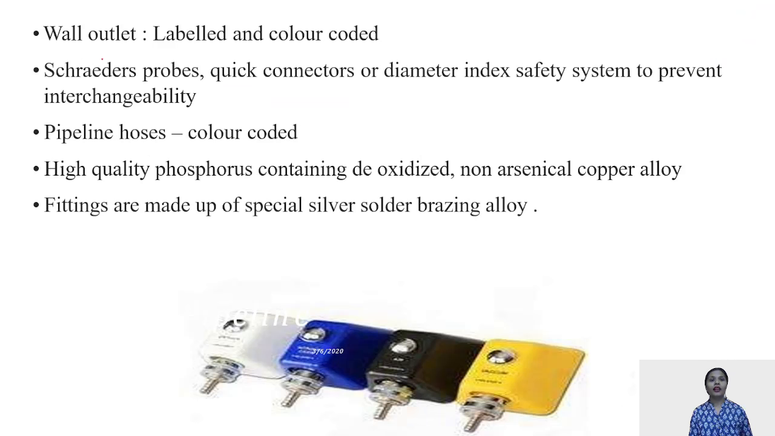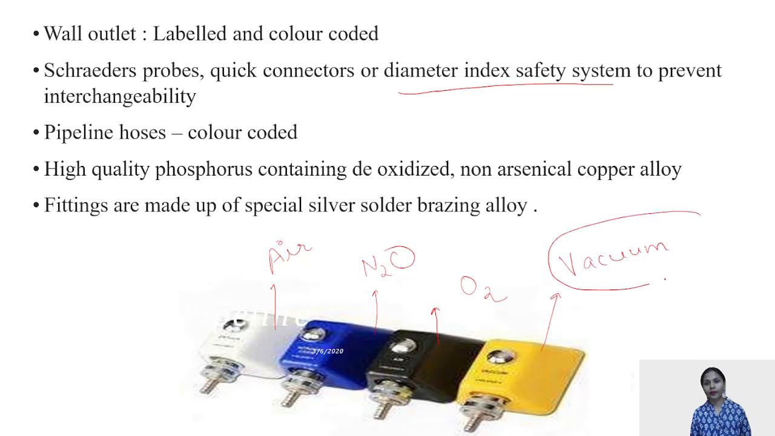Coming to the pipelines, we have Schrader probes, and there we have the diameter index safety system to prevent interchangeability. Now, one more criterion of identification of the pipelines is the color coding. All the pipelines are color coded: black oxygen, blue nitrous, white air, and finally we have a yellow pipeline also, which is the vacuum pipeline for doing suctioning. This is your vacuum. These are the color codings of the pipeline.